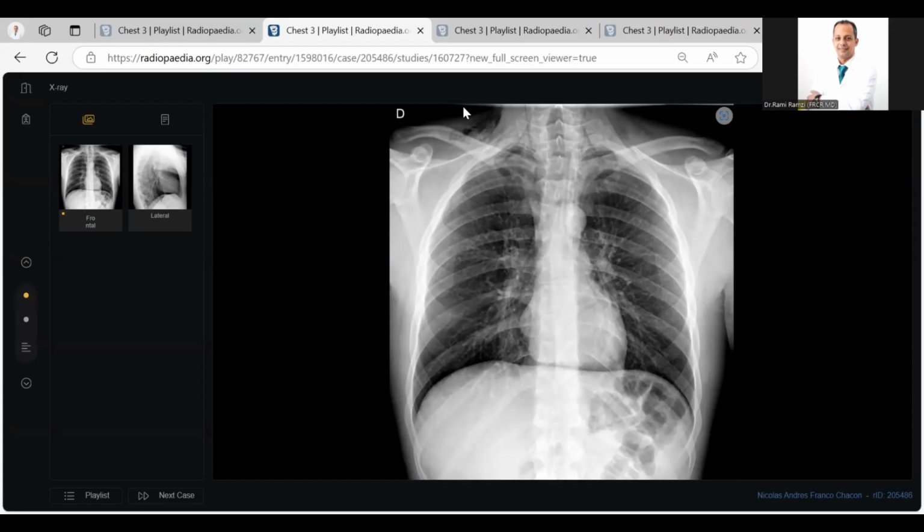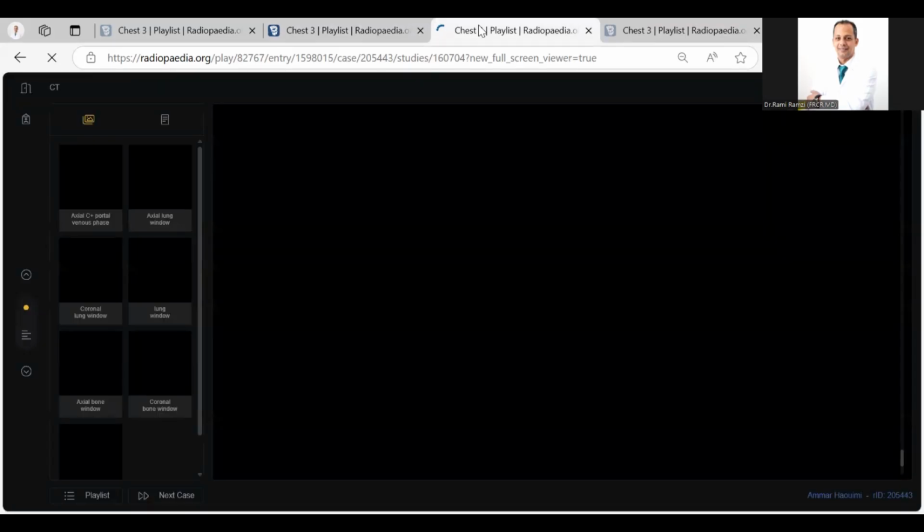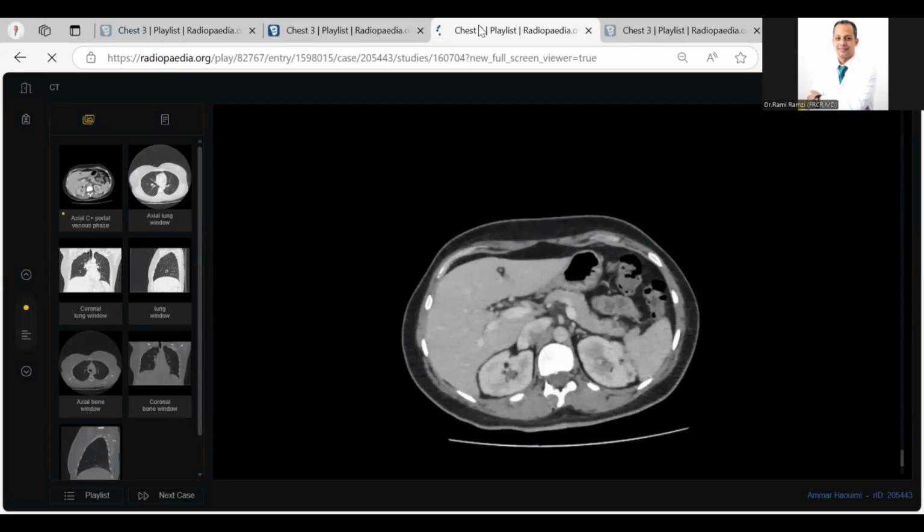You did very well, and you started everything except the most common. The most common cause of pneumomediastinum is spontaneous pneumomediastinum, which needs no treatment. That is why I ask you. And this patient was spontaneous pneumomediastinum. Okay.